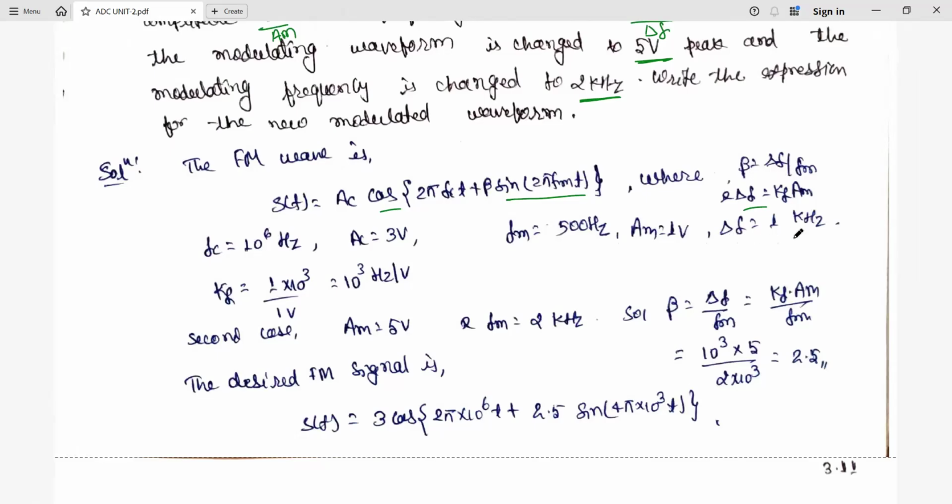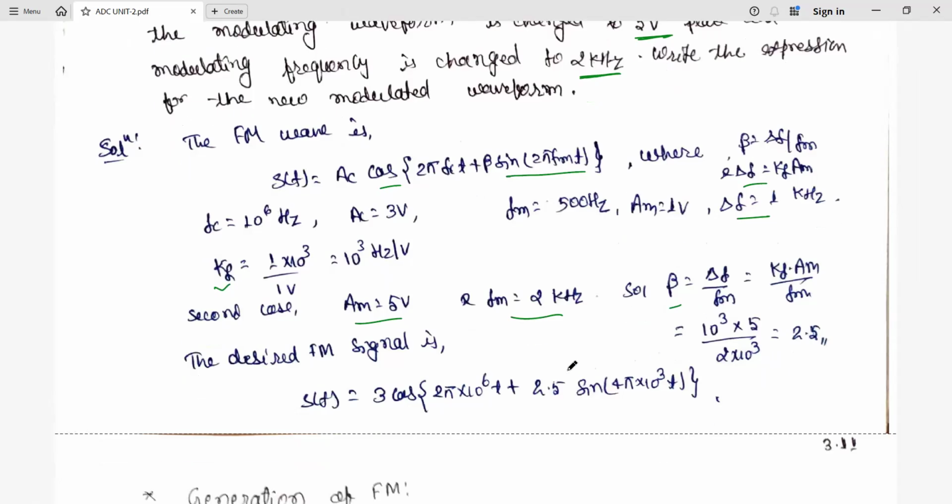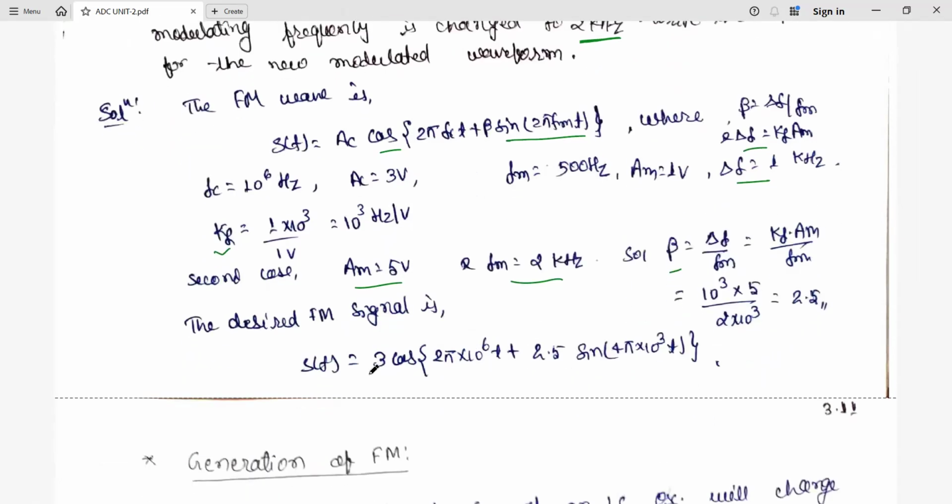So finally delta f is here 1 kilohertz. So this frequency sensitivity we can obtain here, delta f by Am, so we have 10 to the power 3 hertz per volt. And in the second situation, they are saying that it is going to change. Am is 5 volt, fm is going to be 2 kilohertz. So beta is going to be delta f by fm, which is 2.5. So finally it is going to become 3 cos, Ac value is 3, cos 2 pi into 10 to the power 6, fc is 10 to the power 6, plus the beta value we calculated, 2.5 sin 4 pi into 10 to the power 3 t.